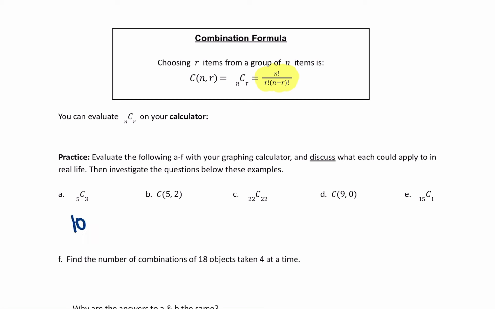Okay, now let's do it again with 5 choose 2. So we'll push 5, PRB, nCr, and then 2, push enter, and we'll get 10 as well. Okay? Now let's do 22 choose 22. If we put that into our calculator, we're going to get 1 as our answer. Okay? Now if we do 9 choose 0, we're going to also end up with 1.